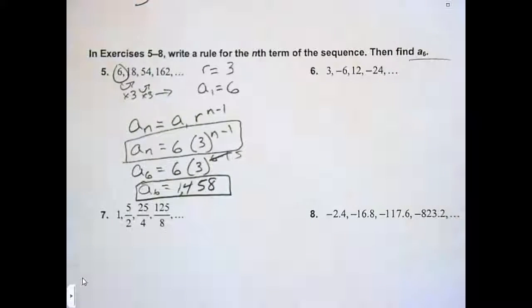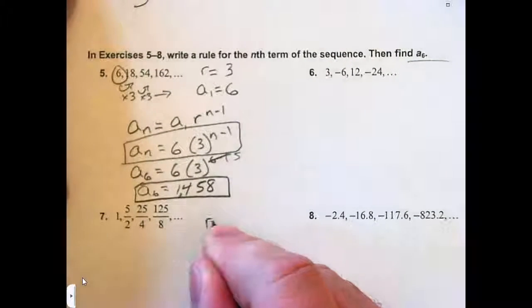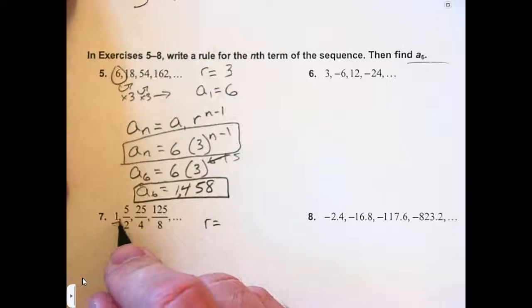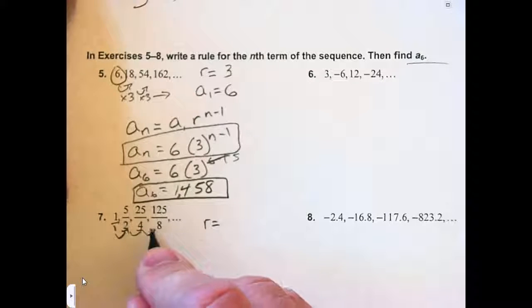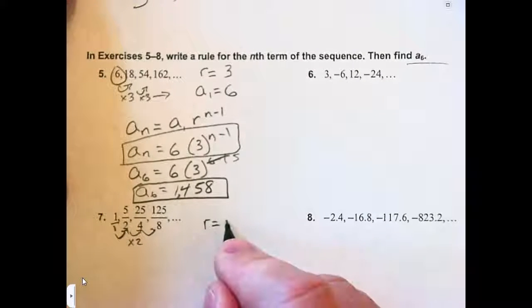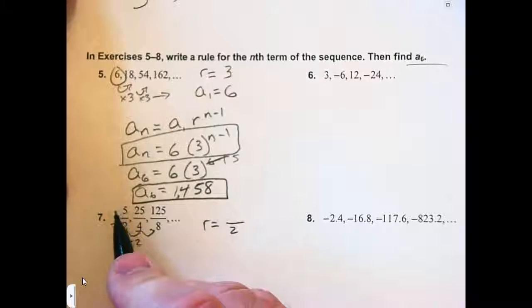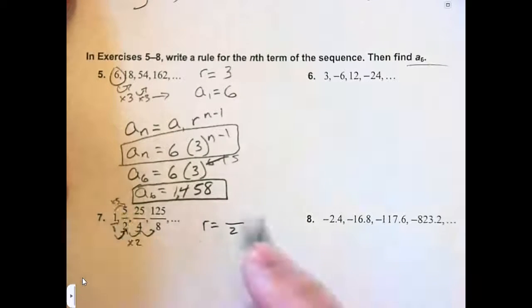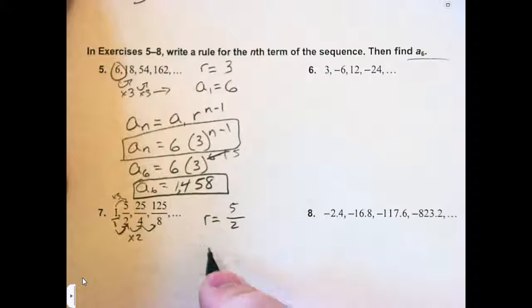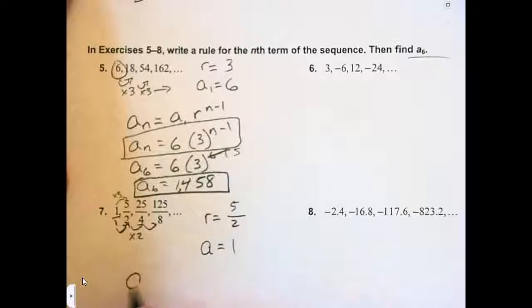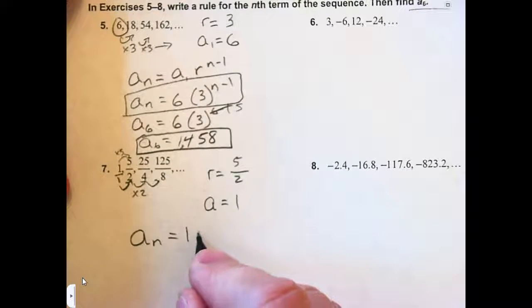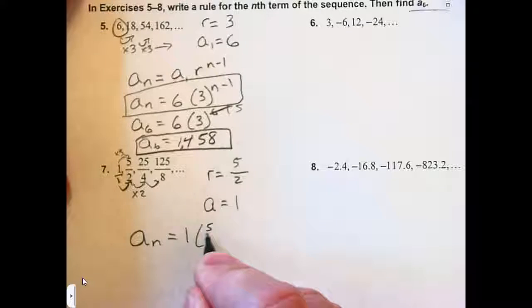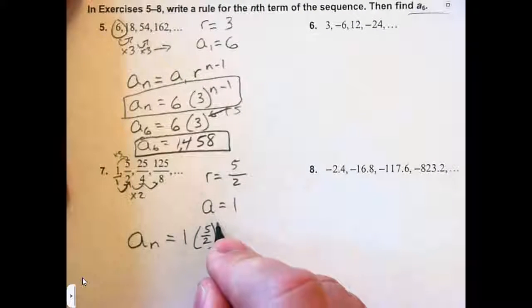Number 7, we're dealing with the dreaded fractions, right? R, that's 1 over 1, multiplying by 2 each time. On the bottom, on the top, how about that? Times 5 each time. Okay, all the way through. A sub 1 is 1. So when you write your equation here, when you put a sub 1 in, you put that 1 for a sub 1, and then multiply it by r. Make sure r is in parentheses.